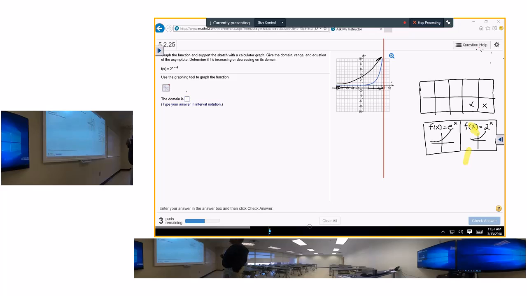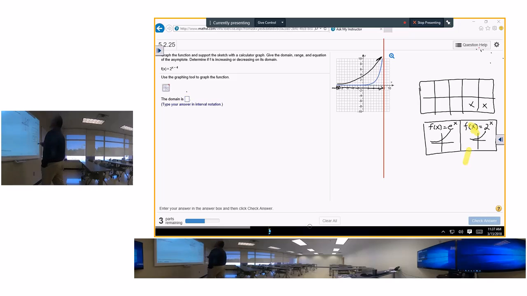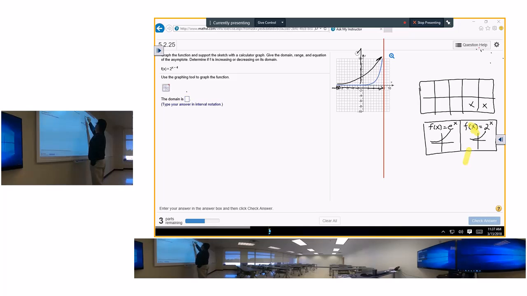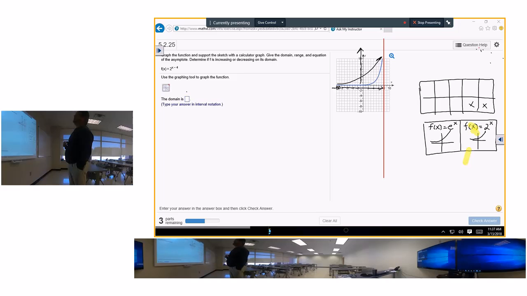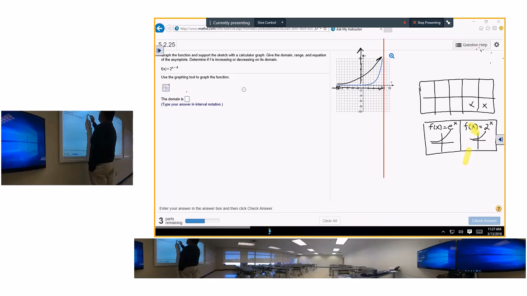Okay? The range is from 0 to infinity. It's increasing from negative infinity to positive 8. It's increasing, and it is an increasing function because it's increasing from left to right. These take a little bit. What I would suggest you do is use your graphing calculator.